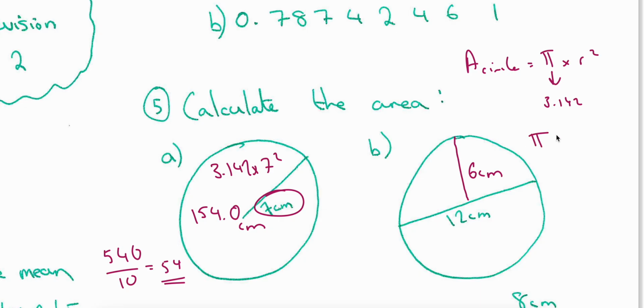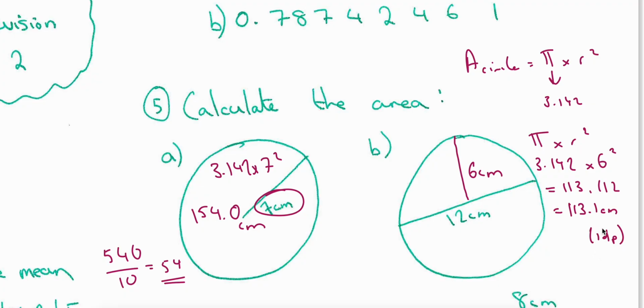So we'll do pi times r squared again. So we'll do 3.142 multiplied by 6 squared, and 3.142 multiplied by 36 is going to give me 100. Well, initially it gives me 113.112. Now the question hasn't asked for a specific degree of accuracy, but what I'll do is round it to 1 decimal place, so 113.1 centimetres, and I'm going to put here brackets 1 dp, which just means that's been rounded to 1 decimal place.